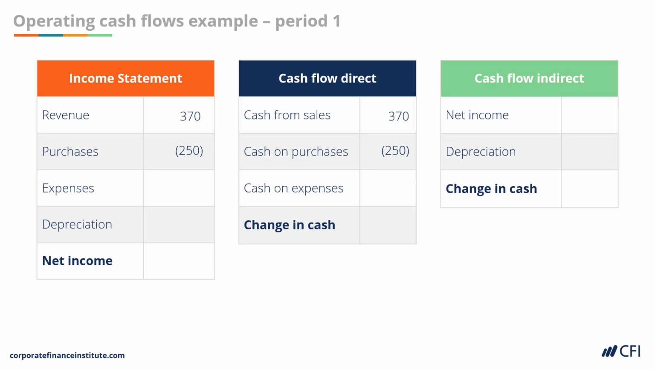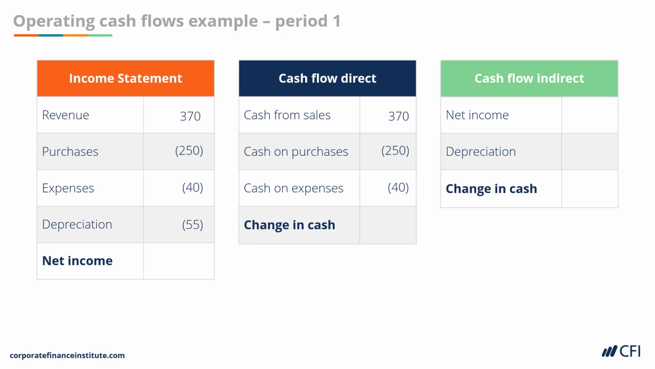Next, the cash expenses of $40 are recorded as expenses on the income statement and are recorded as a cash expense on the direct cash flow statement. And next, the depreciation expense of $55 is recorded on the income statement as an expense, but is not recorded on the direct cash flow statement as it is a non-cash expense.